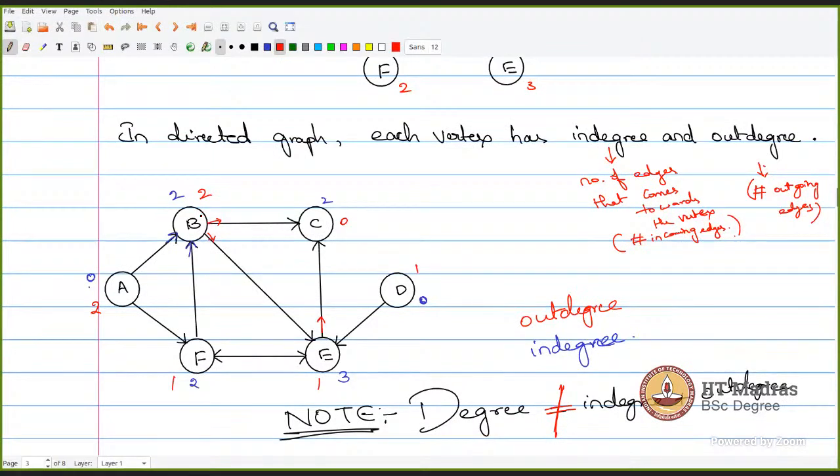Like in this case, there is no degree of vertex B as 2 plus 2, 4. We say that is a blunder in graph theory terms. So note this, a strong note: degree will never be equal to in-degree plus out-degree. In-degree is different, out-degree is different. And when I say degree, it always represents that the graph is an undirected graph.